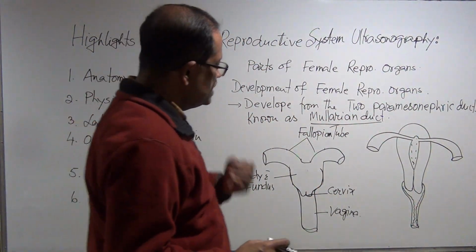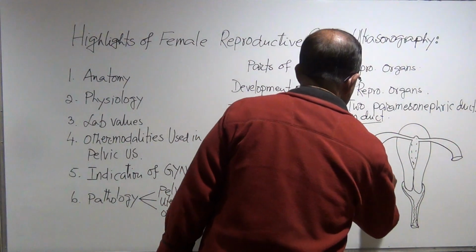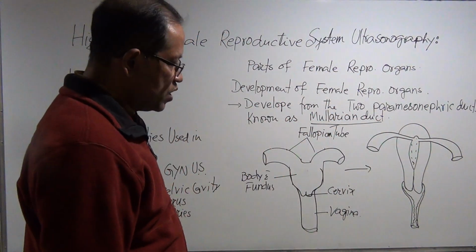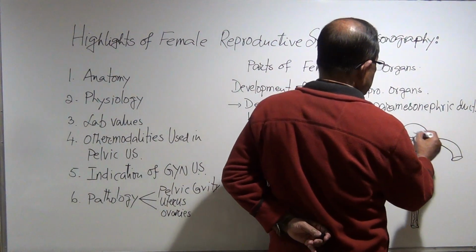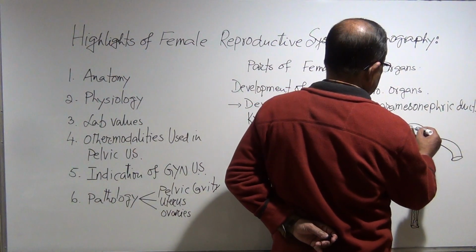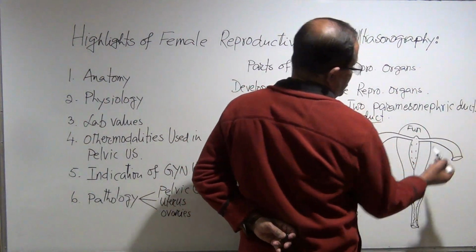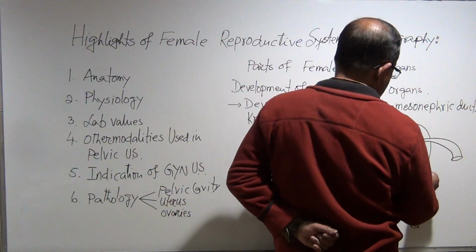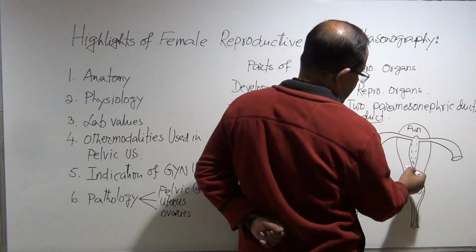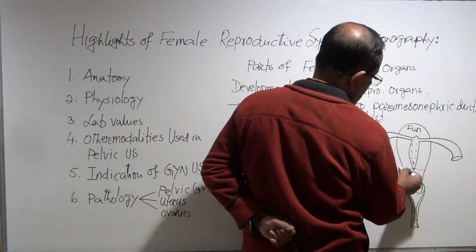Okay, so now this is a complete part of the female reproductive organs, complete parts. So now this part is the fundus. Draw an imaginary line through the fallopian tube. The above is the fundus, and draw an imaginary line through the internal os or isthmus.